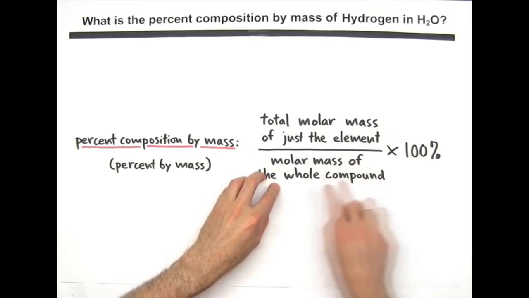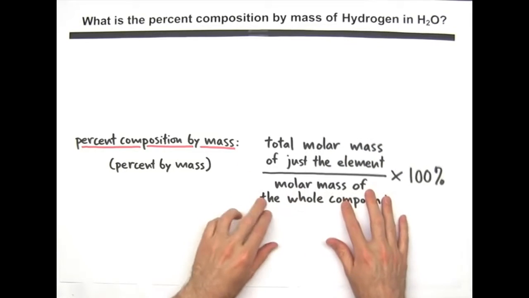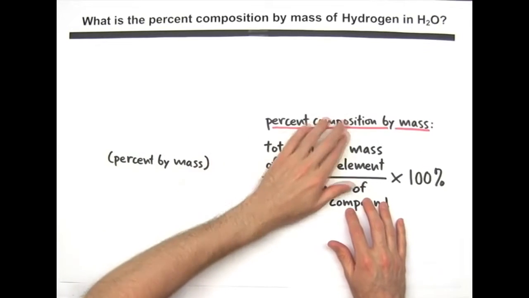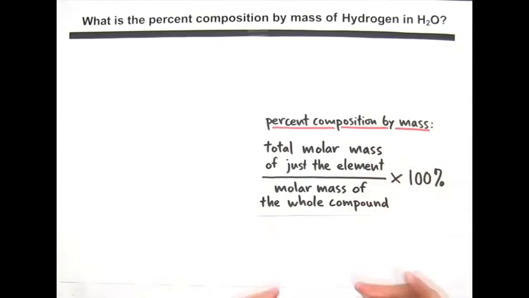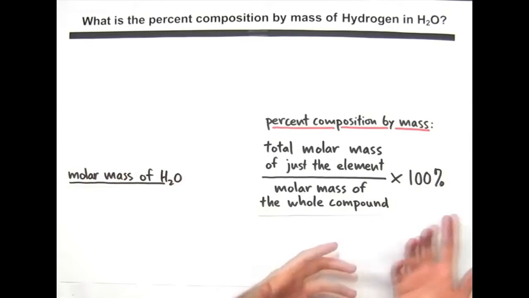Okay, so to start solving for this, we are going to want to get a number for the top, and we're going to want to get a number for the bottom here. Let's start on the bottom. Let's start by calculating the molar mass of H2O, of water. Now, you may already know how to calculate molar mass. If you need a refresher, I got a video on that.